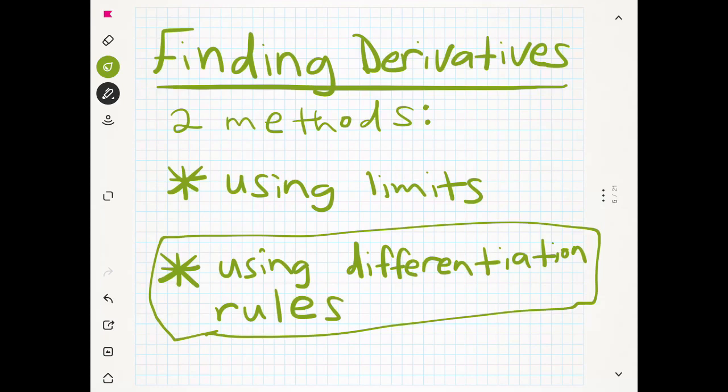Using limits is something I'll make a very brief video about. It's not my main concern for this topic, but I will mention it. It's also a helpful tool that can find derivatives, but it takes longer and might be a bit more complicated. The differentiation rules, on the other hand, are very quick, very smooth. You don't need a calculator, and they are meant to find derivatives very easily. Limits I'll touch on, but this series of videos will be about the various differentiation rules to find derivatives. All right, so let's move on.